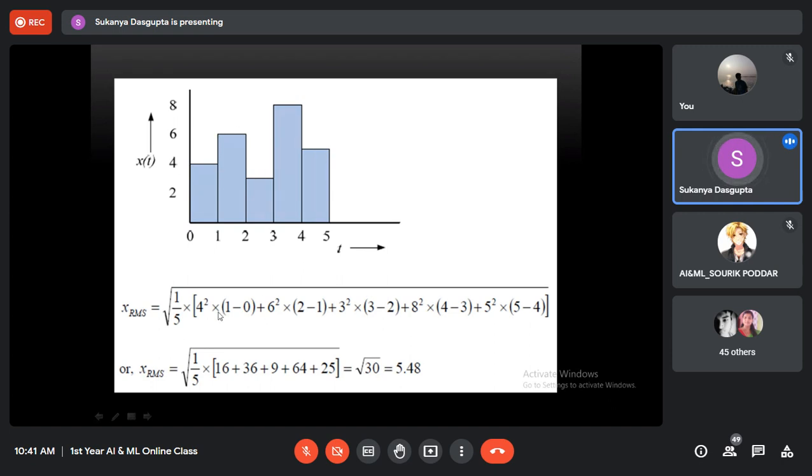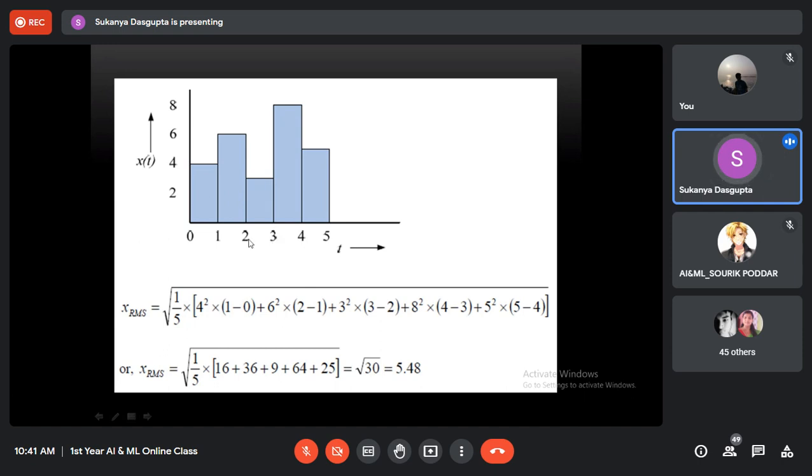Now here, instead of taking the simple magnitude, the constant magnitude 4, we'll consider the square of that magnitude, because we would like to determine the same heating effect. Heating effect means total joules, that is I square R. So here we'll consider the square terms. 4 square into the time period plus 6 square into the time period plus 3 square into the time period plus 8 square into the time period for that interval.